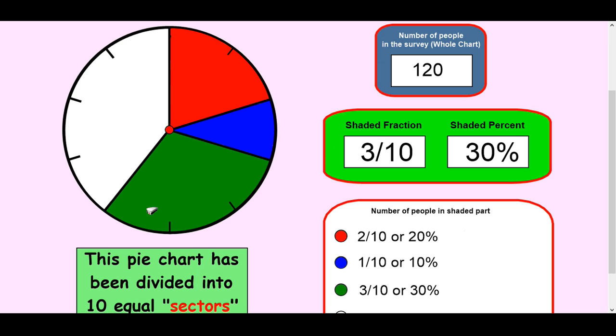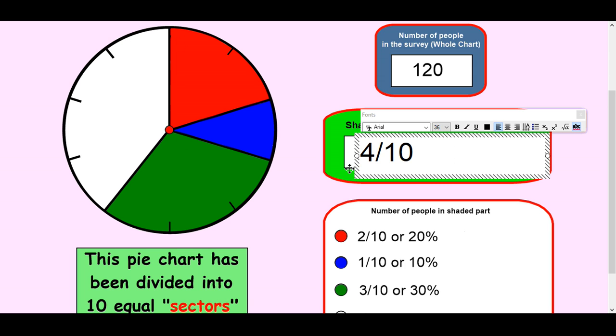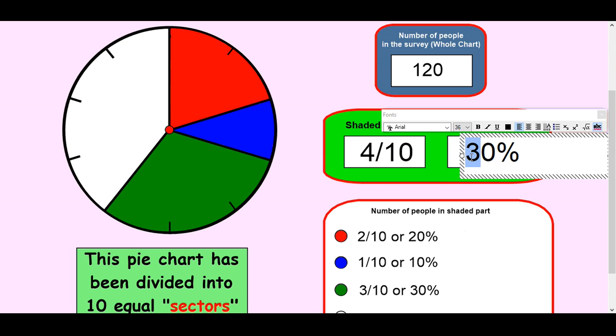And the last is the white bit. So 1, 2, 3, 4. Count the jumps, not the wee lines coming out, because if you count the wee lines coming out, you'll say 3, but it's actually split into 1, 2, 3, 4 parts. So that's 4 tenths. And again, we should know that 4 tenths by now is the same as 40%.